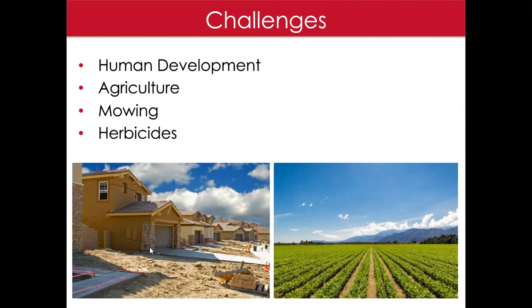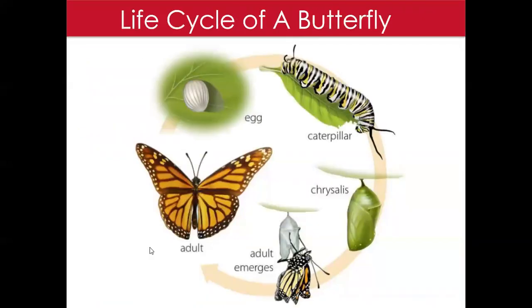Then there's mowing. We really love our lawns, and when you mow your lawn, sometimes you're actually mowing down beneficial flowers and different plants that benefit pollinators. And then of course, different chemicals that we use in agriculture, like herbicides and pesticides, can also affect pollinators.